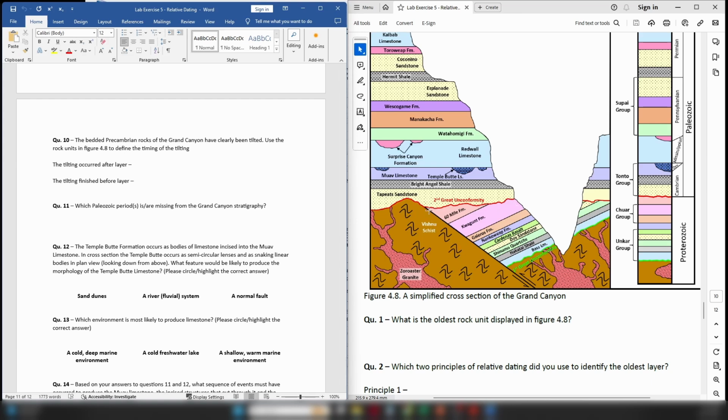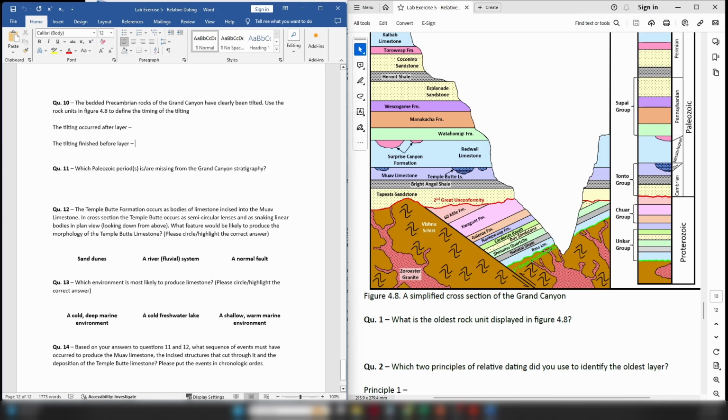So you're going to look at this unit of Precambrian rocks. You're going to say, right, which rocks were present before this tilting occurred? And then you're going to look at the sequence of rocks and you're going to say which rocks were present after this tilting occurred. And that's going to help you to define the range of time within which this tilting of the Precambrian sedimentary layers of the Grand Canyon occurred. So you're simply going to note the tilting occurred after layer, and you're going to name your layer of rock. And then you're going to say the tilting finished before layer, and then name your layer of rock.